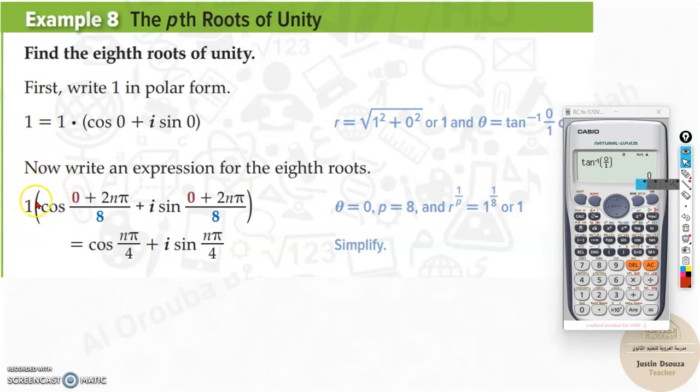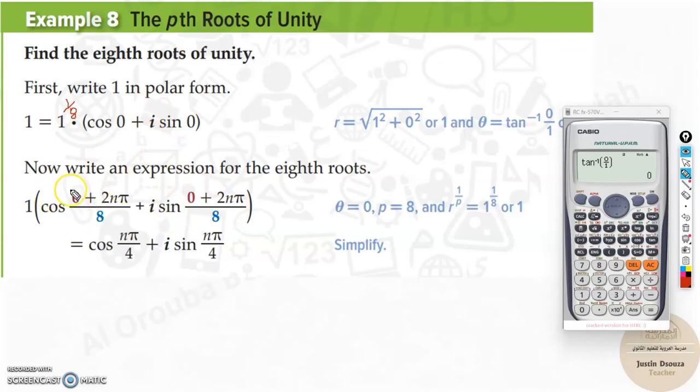For the radius r, what happens? r will be to the power 1 by p. Now which root are they asking? 8th root, so 1 by 8. That is the thing: 1 to the power 1 by 8. How much is it? Anything to the power or root of 1 is 1 itself. It does not change. So it's 1. Now what about cos? Theta is 0 plus 2n pi. As it is, write it divided by the p value, which is 8. So now we write 8. Same thing goes to sine, only the imaginary part is in sine.